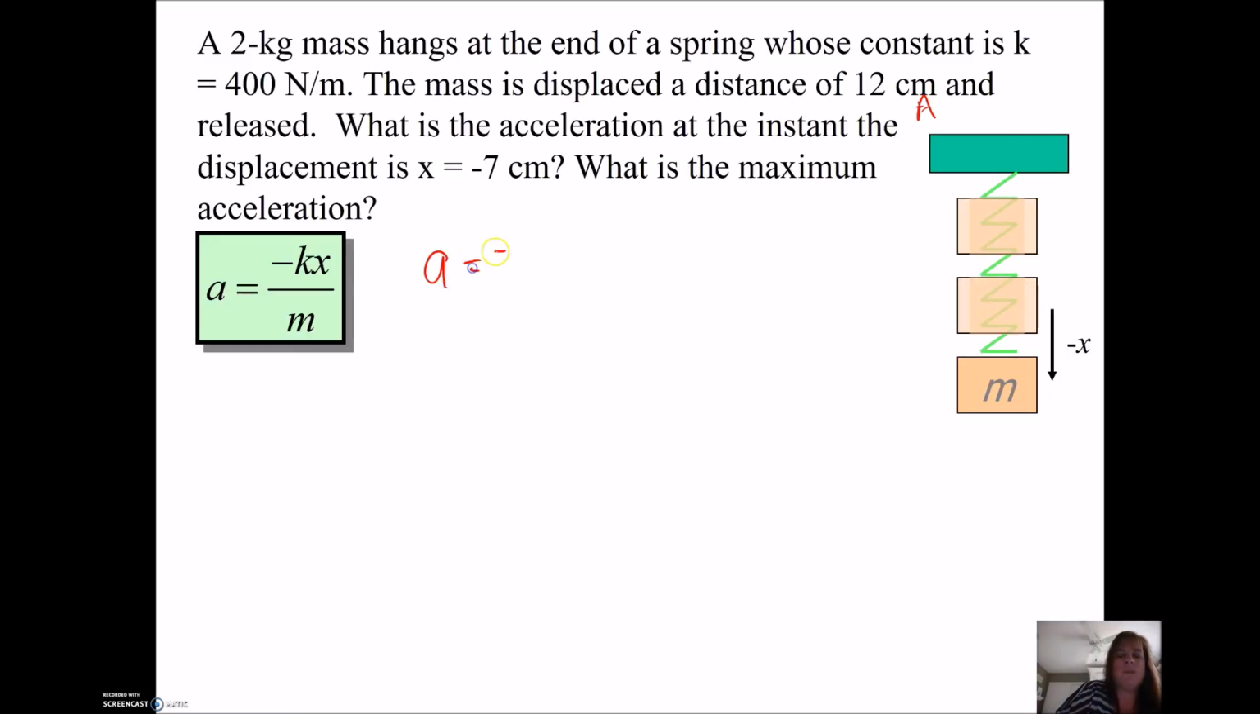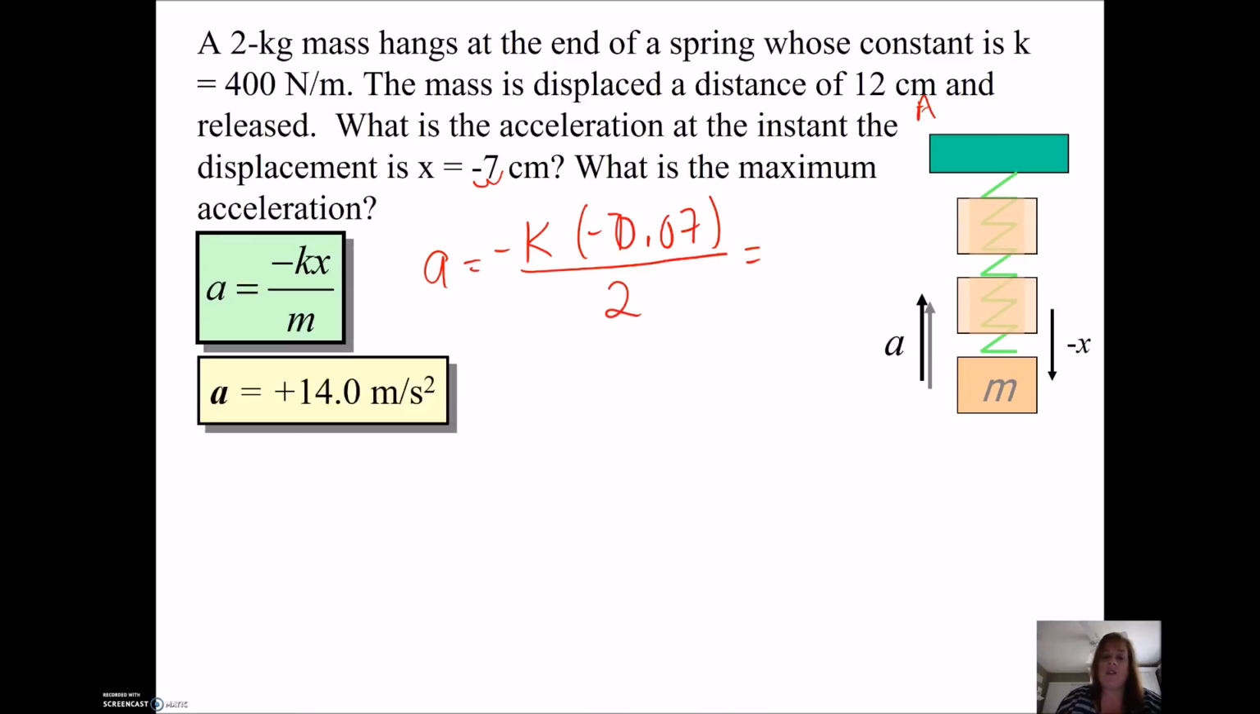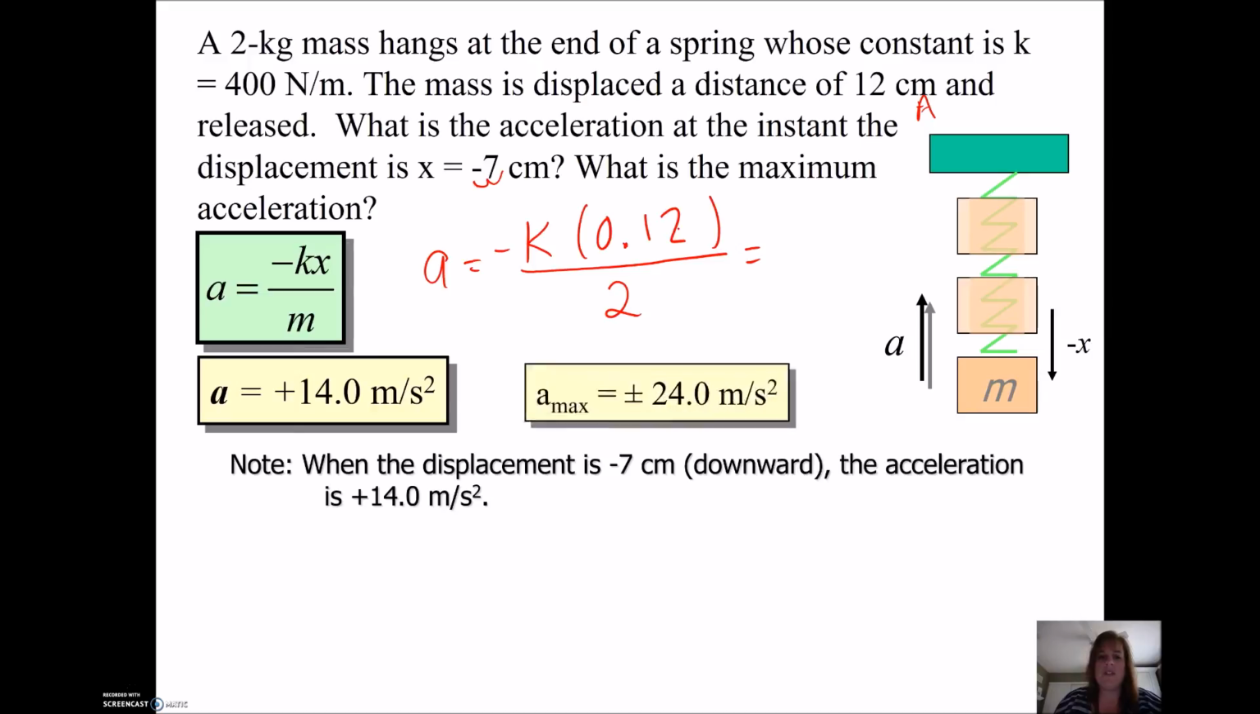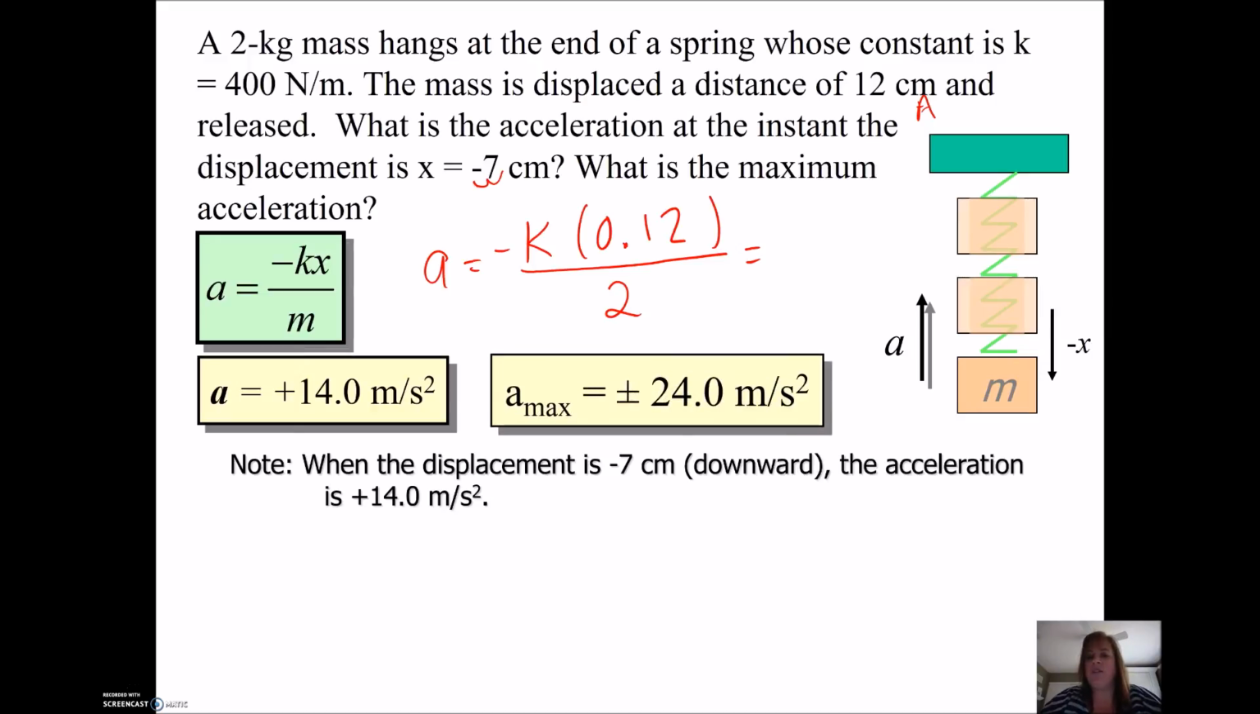Well, so we just plug in negative k, 400, times negative 0.07. Let's put that in meters, right? We need to work in meters. And then divide that by the mass, which is 2. Our acceleration is a positive 14 meters per second squared. Now, if we go to the maximum, right, then instead of that 0.07, I'm going to put 0.12. And if I do that, I get 24.